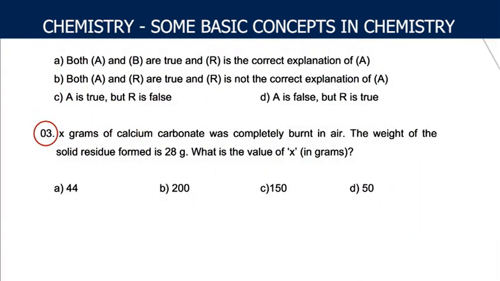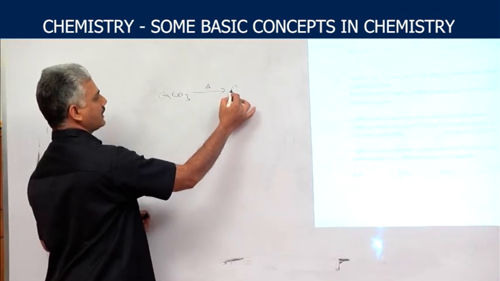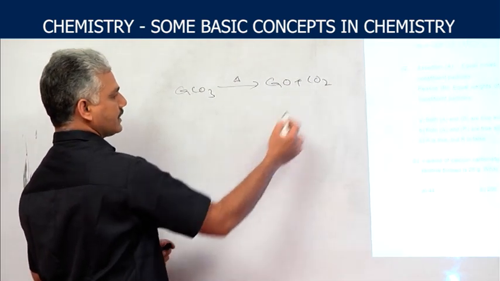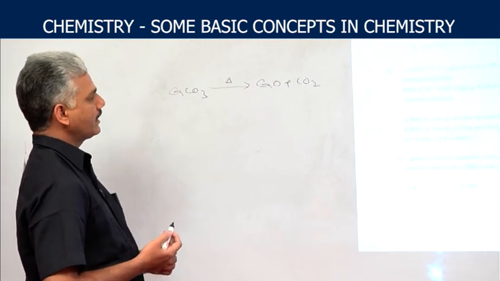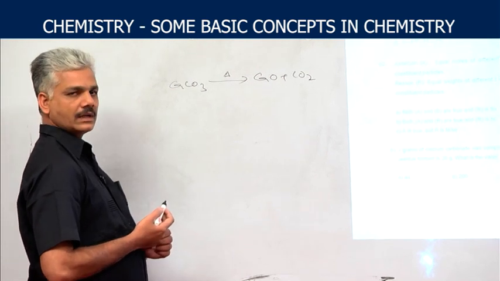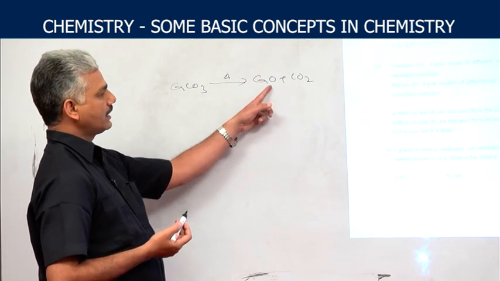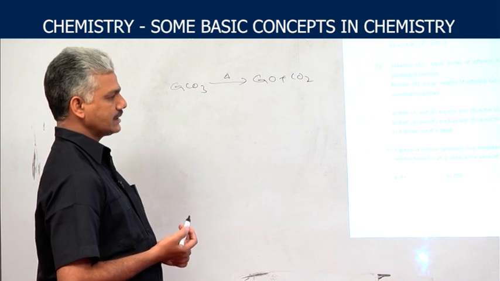Now, looking at the third problem, x grams of calcium carbonate was completely burnt in air. The weight of the solid residue formed is 28 grams. What is the value of x? This problem is based on the decomposition reaction of calcium carbonate. When calcium carbonate is strongly heated, it decomposes to give calcium oxide and carbon dioxide. Carbon dioxide, being a gas, will escape out, leaving behind calcium oxide as the residue.